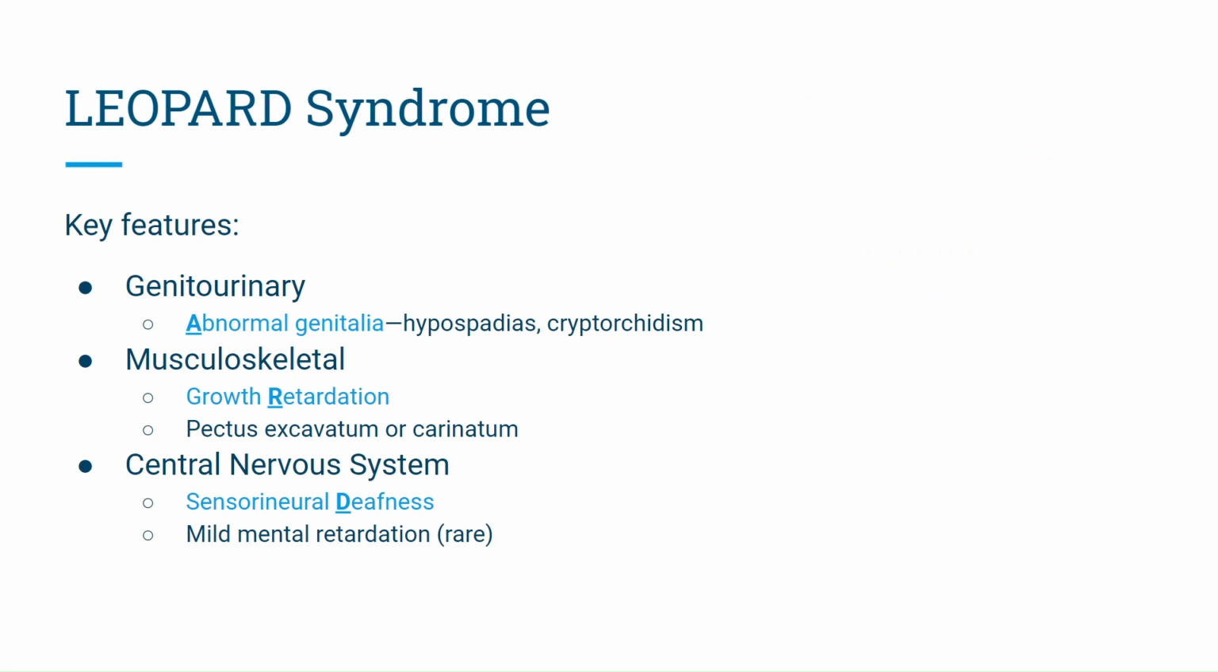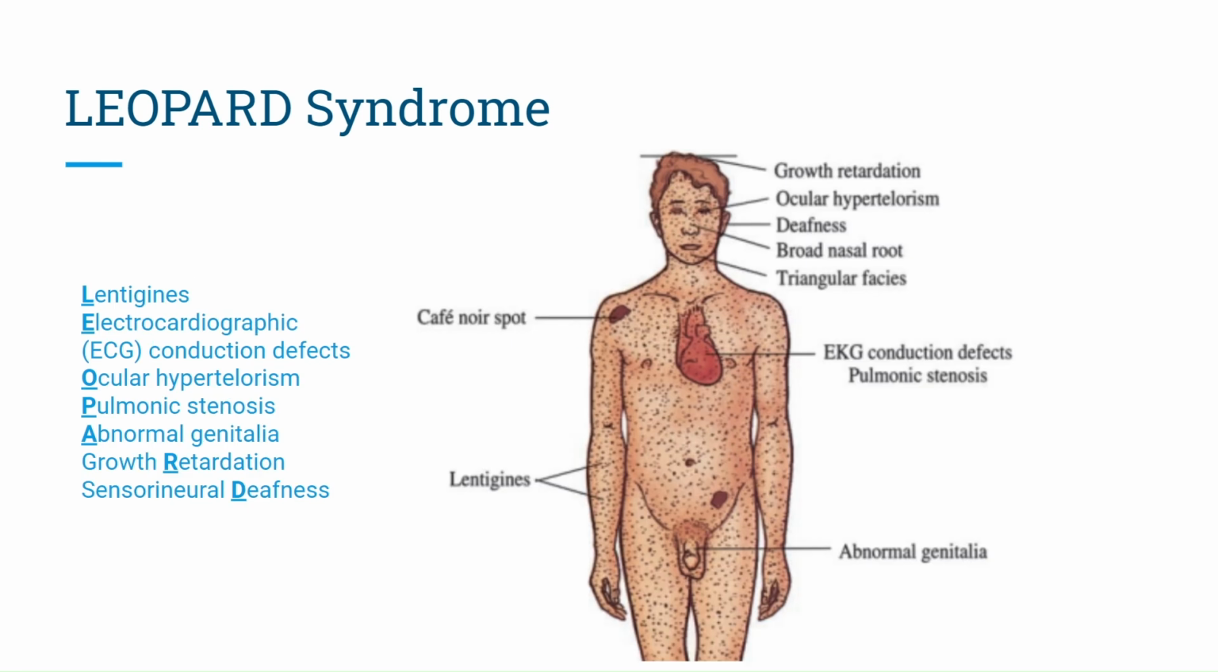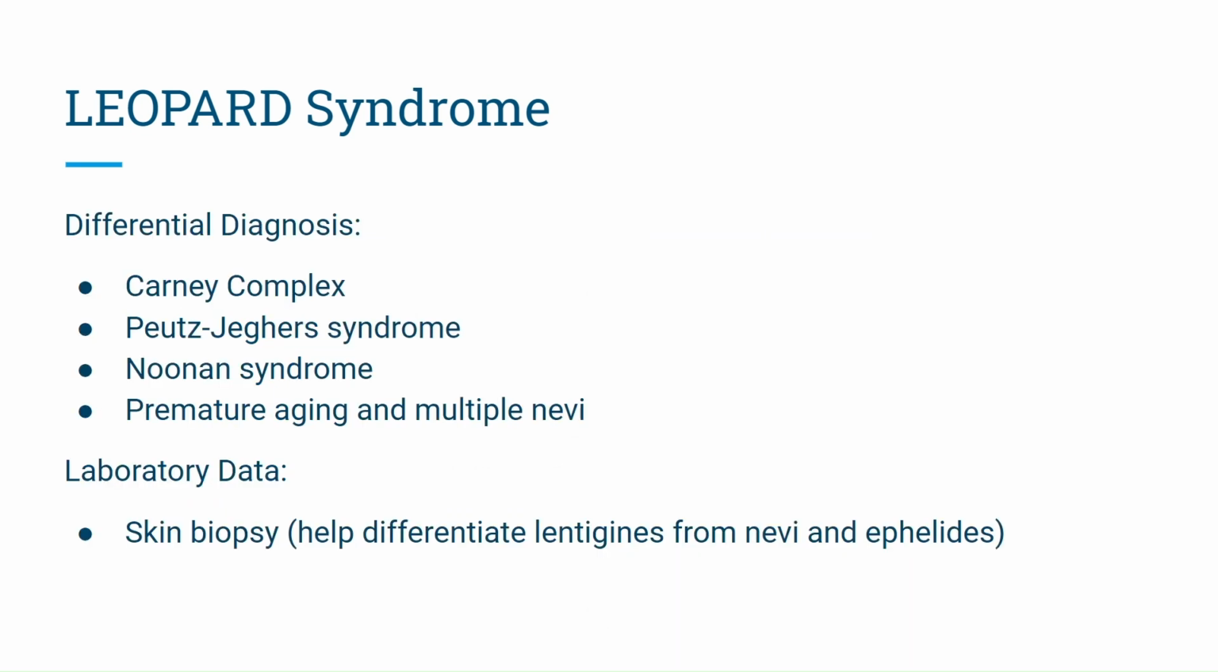All right, let's fill in the rest of the leopard here. Abnormal genitalia for A. Growth retardation here for R. And sensorineural deafness for D. So here they are spelled out for you. Do note, obviously, if you have multiple lentigines, you're going to need a cardiac workup. You could also loosely biopsy these spots because sometimes a nevus from a lentigine is difficult to ascertain.